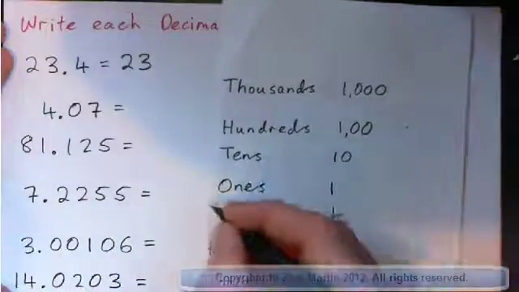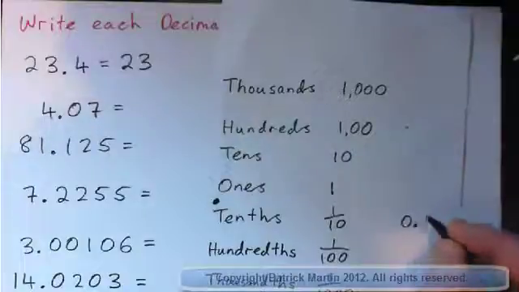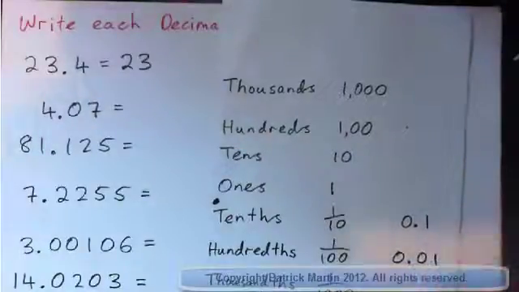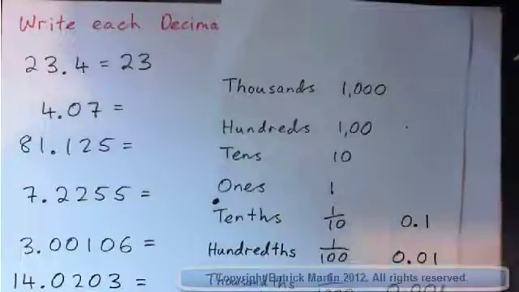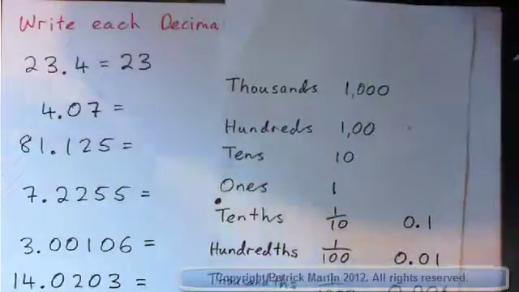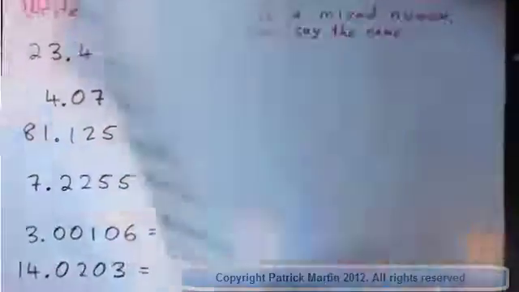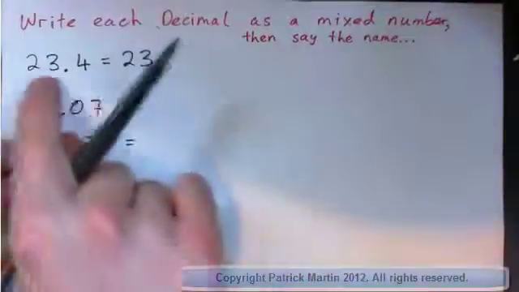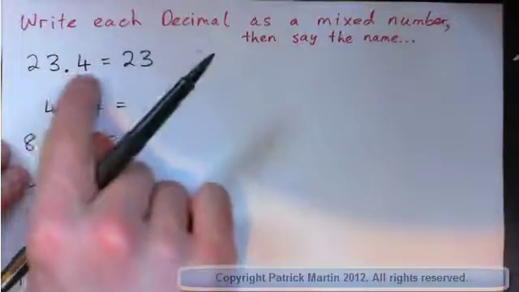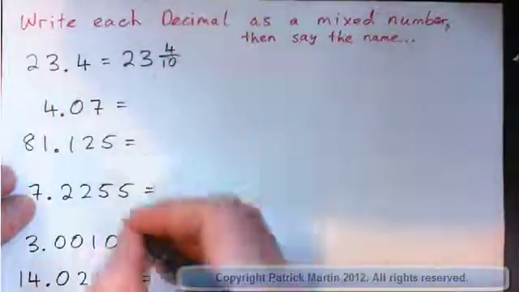So again, after your ones, you've got the decimal point, okay? And the tenths is 0.1, hundredths is 0.01, thousandths 0.001, and 10 thousandths 0.0001, right? So I guess we could put that in, that might help us too. Put the decimal and the fraction part for our cheat sheet here, okay? Anyway, so 23.4 is 23, and the first thing after the decimal point is tenths, right? 23 and 4 tenths, okay?